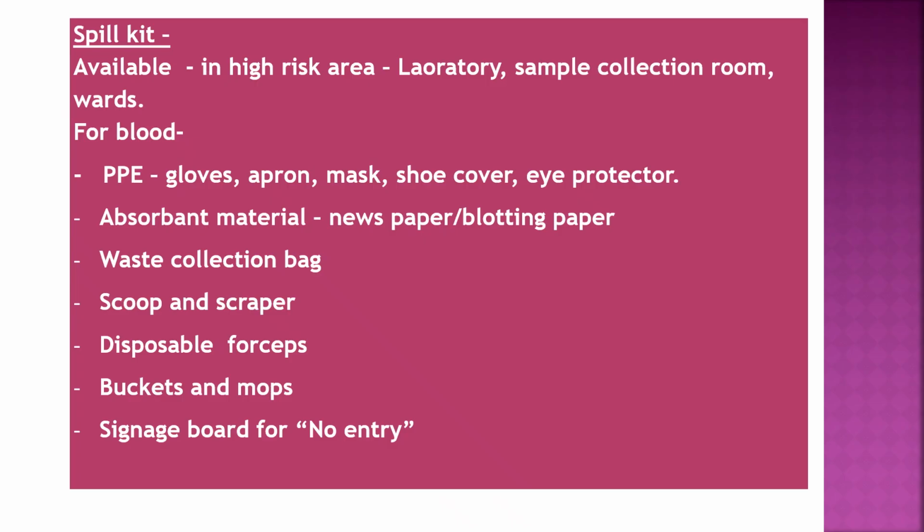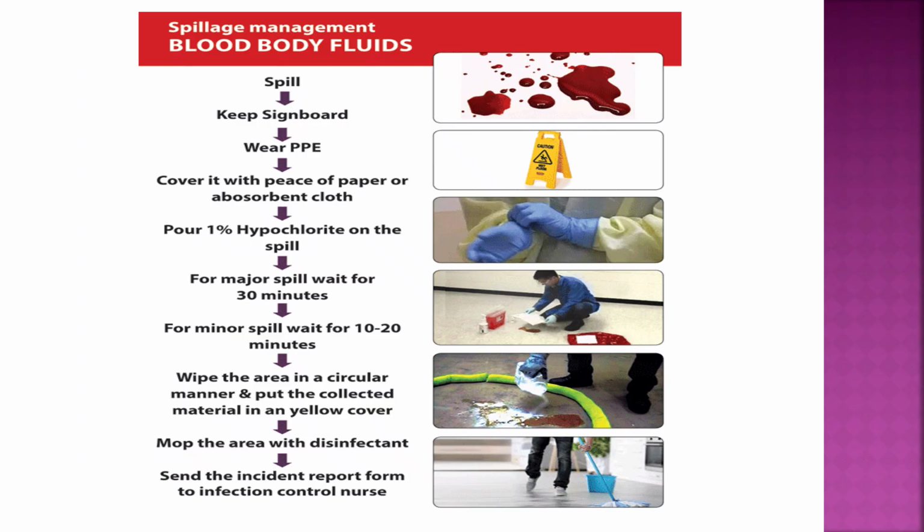So in a spill kit, what things should be available in high risk areas like the laboratory, sample collection room or wards? For blood, the PPE should include gloves, apron, mask, shoe cover and eye protector. Then absorbent material like newspaper, blotting paper or tissue paper should be there. Then a water collection bag, a waste collection bag, a scoop and scraper, disposable forceps, buckets, mops, and a signage board for no entry till you remove that spillage.